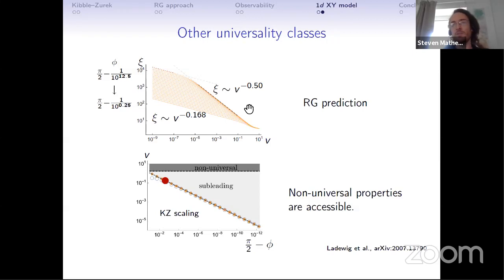And another thing that's interesting is that for both models, we also have access to non-universal properties. So for example, I show a figure here of the crossover velocity as a function of the angle. And what the RG can tell us is how this scales as we approach pi half or 0. But the prefactor of the scaling is completely inaccessible to an RG approach, while when we have a specific model, we can compute this explicitly.